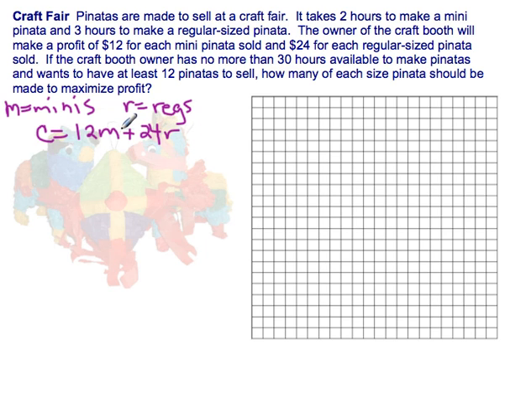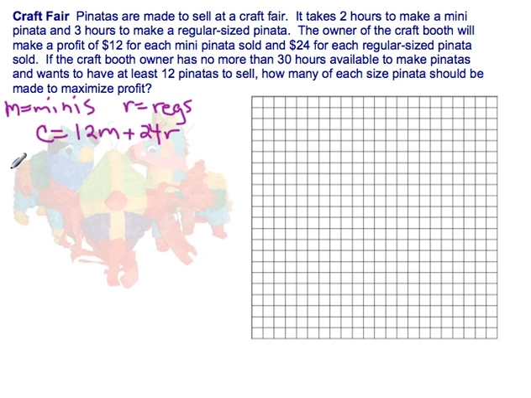So I want to maximize this. So basically, this is my objective function. Now I'm going to find out how I'm going to maximize that, so I'm going to have to come up with some inequalities. Let's start with the first part. It takes 2 hours to make a mini and 3 hours to make a regular size piñata. But it says the craft booth owner has no more than 30 hours available.